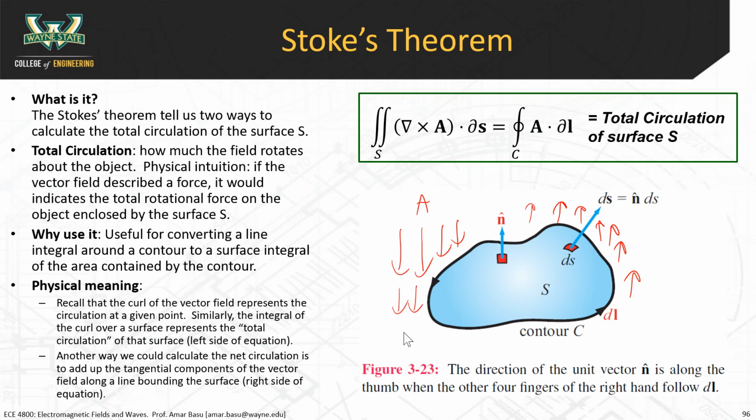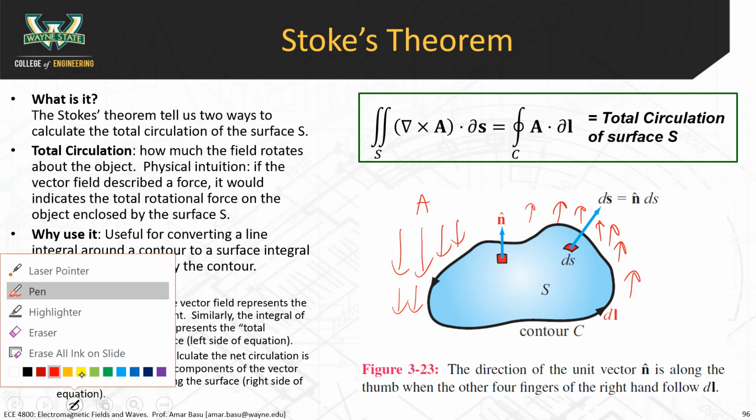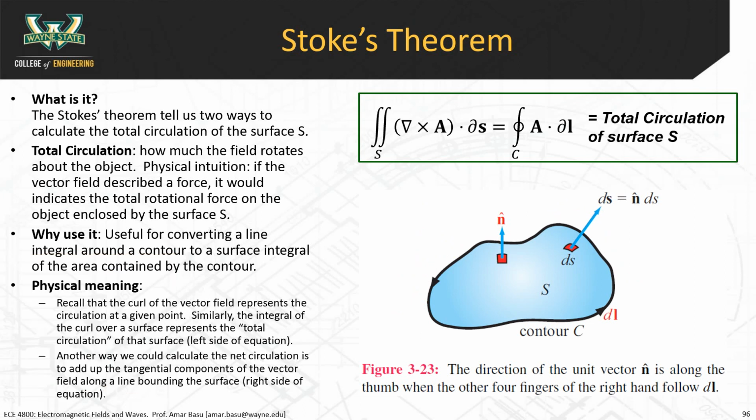And because, if there is a tendency for that contour to rotate, then there is circulation. That means that there would be a circulation for this surface S. So these are two ways to actually calculate that circulation. And just as another example, positive circulation means that you're rotating in the counterclockwise direction. A negative circulation means you're rotating in the clockwise direction.